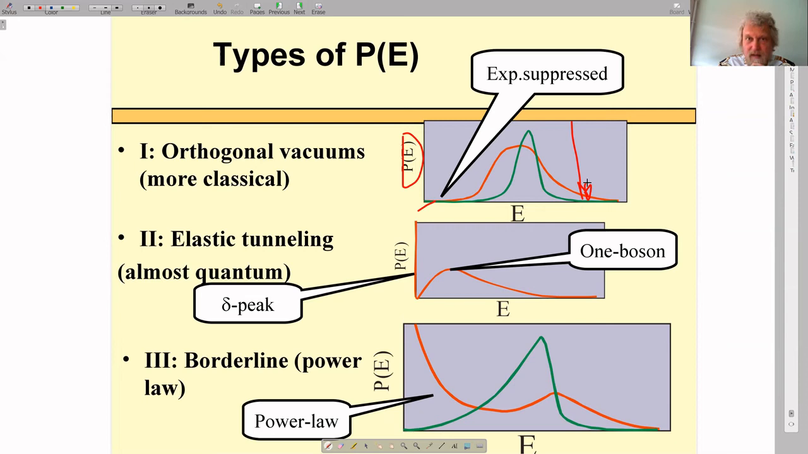Then the opposite case, the quantum mechanical case. In this case, I would mostly not lose energy. Interaction with the environment is too small. So P of E would have a tremendous delta peak at zero energy. And then there's perhaps some tail, which is due to energy loss with a one boson process. Good. So there is nothing here, or a delta peak. How can one imagine a borderline?